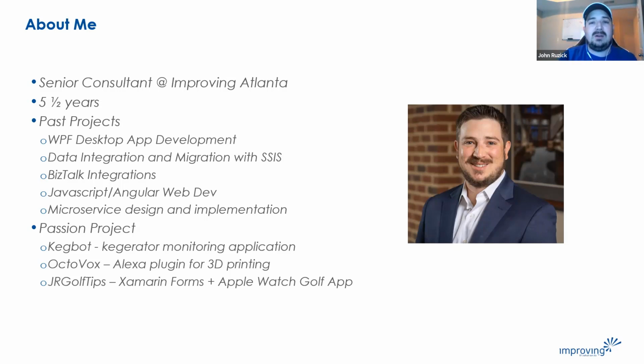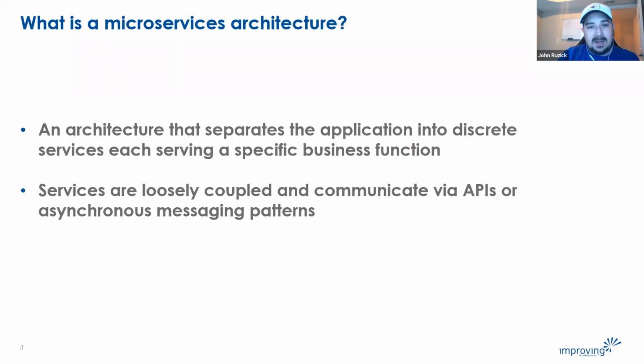So just a little bit of background from where we're coming from on this. Let's talk high level. What is a microservices architecture? It really boils down to two things. An architecture that separates the application into discrete services that each serve a specific business function. You can compare this to the other side of the coin, the monolithic application, where it's one huge application and all of the services are in one app. In the microservices architecture, these services are loosely coupled and communicate via APIs or an asynchronous messaging pattern, as opposed to being tied together with method calls in the same application deployment.